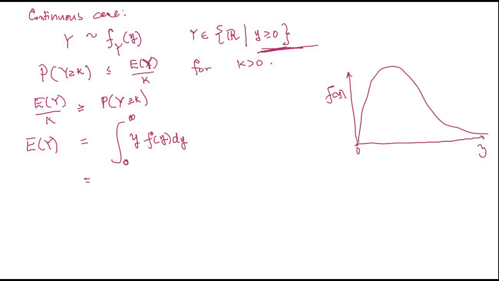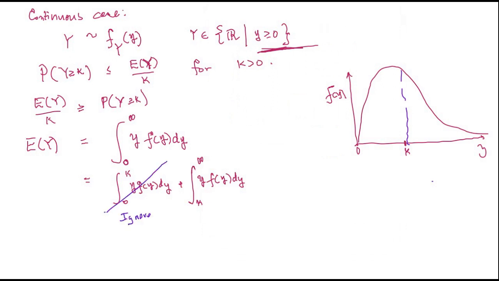This integral is equal to the integral from 0 to the constant k. All right, I'm going to write the constant k here on the plot. The integral from 0 to the constant k of y times f of y dy, plus the second component that I have left out in the first expression, that is the integral from constant k to infinity of y times f of y dy. So we've got two integrals summed up that give us the expected value. If I ignore the first integral here, since y is non-negative, that is, it takes values of 0 or above, ignoring that component, the expected value is greater than or equal to this second integral here.